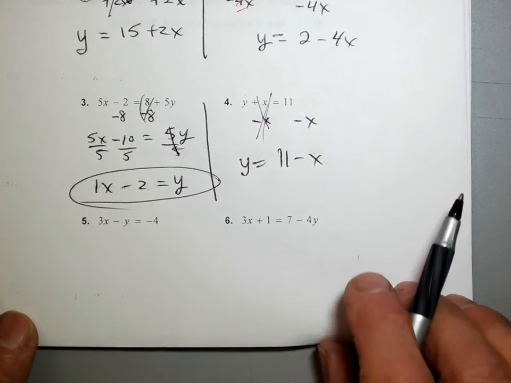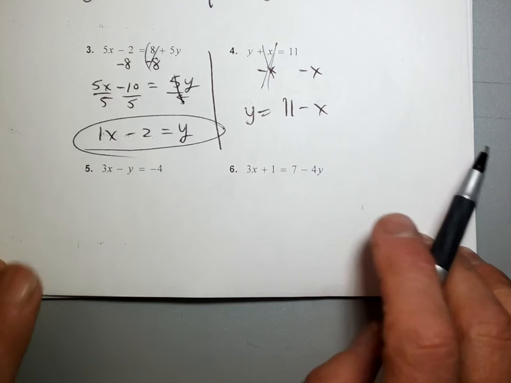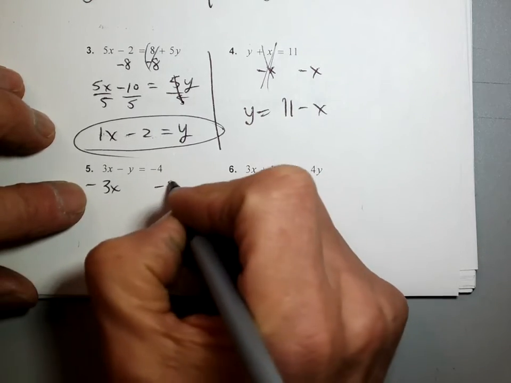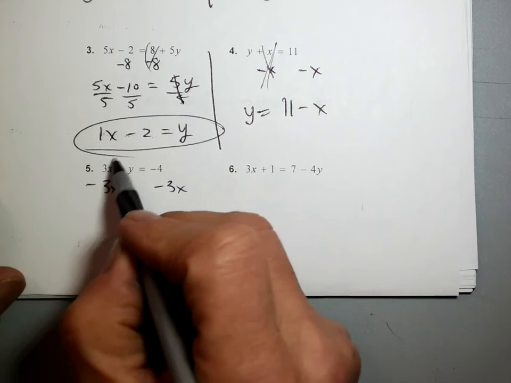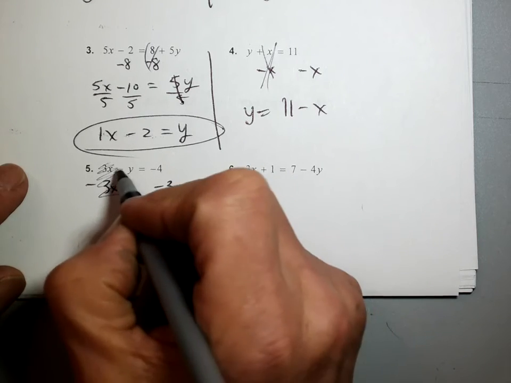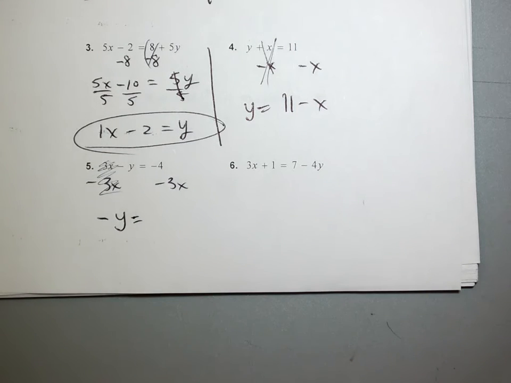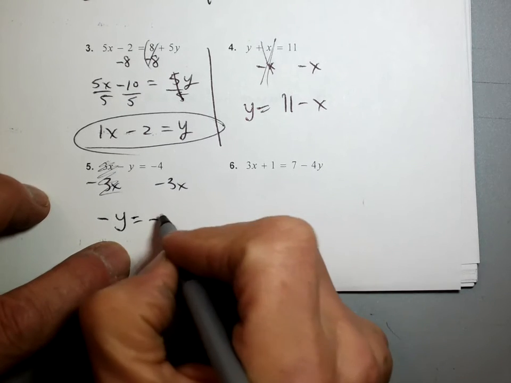Okay, number 5. Now I need the y by itself. So let's get rid of the 3x. I'm going to subtract 3x. 3x is gone. I still have a negative, so I'm going to bring the negative y equals. That's a number. Those are x's. We don't have them. Elephants and tigers. So you keep it as a negative 4, subtract 3x.